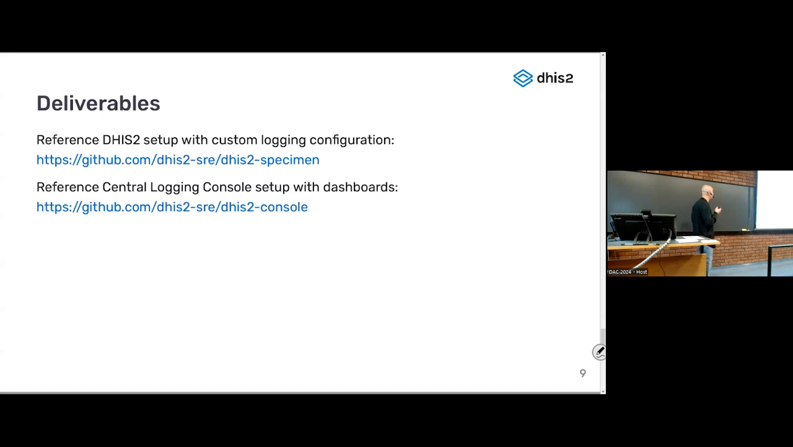We have two links to share today. The first one is a reference script for a reference installation of DHIS2, and it has all the configs for this logging configuration, what can be done on the server side. So if you or your team's sysadmins would like to dig into that, everything is public there, and you can just use the configuration snippets to configure logging on your site. And the second is a Docker Compose configuration and config for Vector that allows you to bootstrap a fully functional console for processing logs in about 3 minutes.